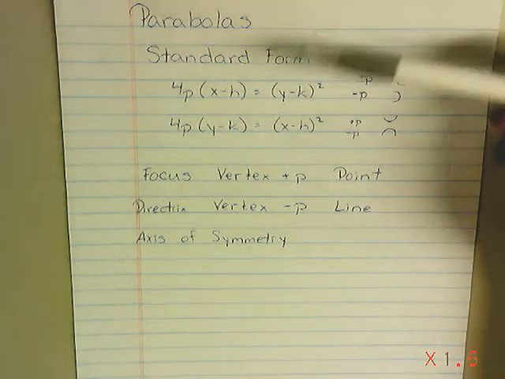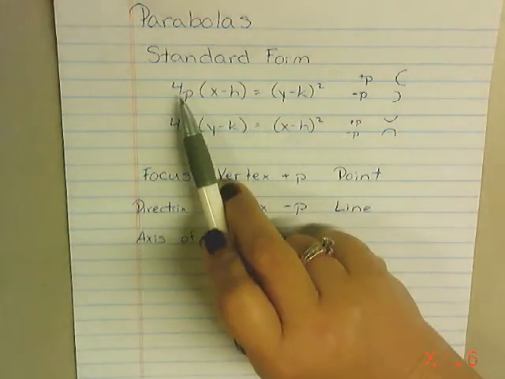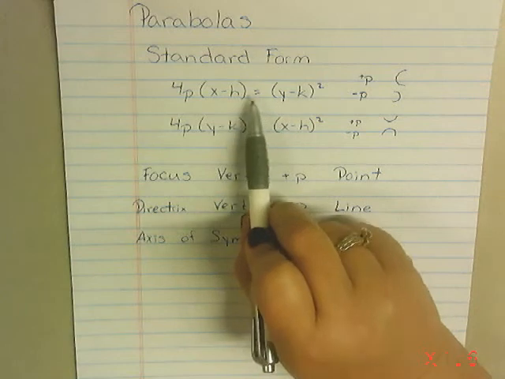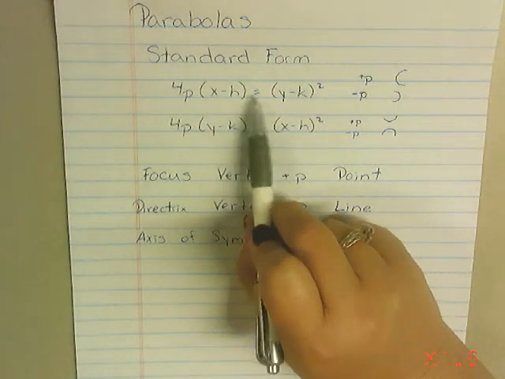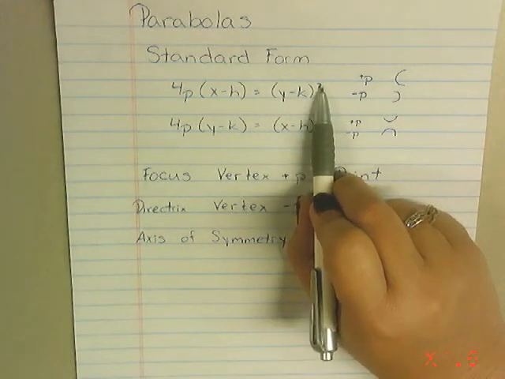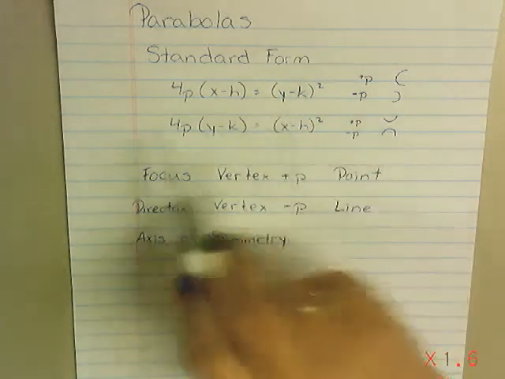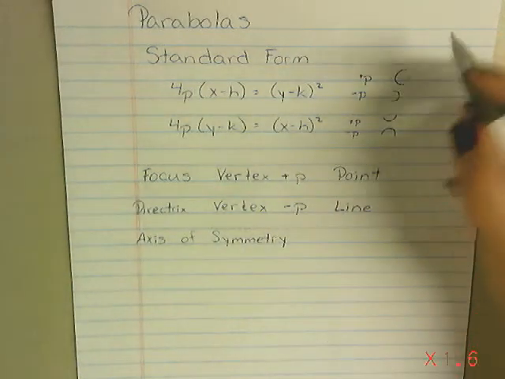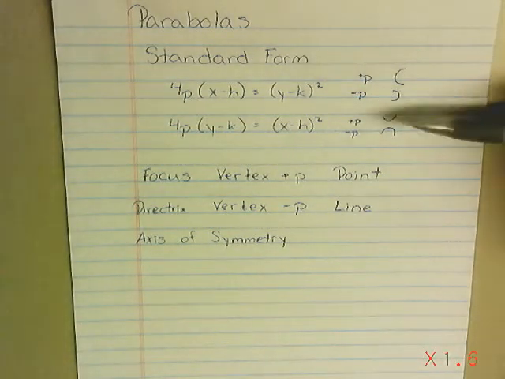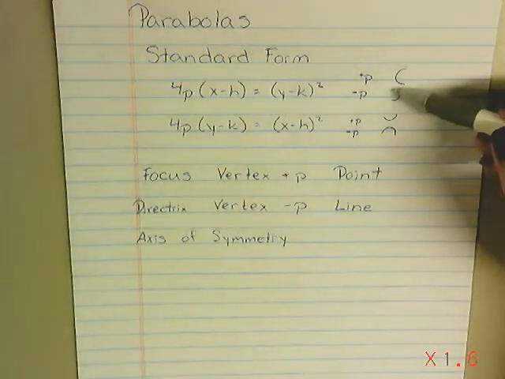Okay, so standard form for parabolas. Just like everything else, we have two of them. We have this one, which is 4p times the quantity x minus h. Notice there's no squared there, just x minus h, equals the quantity y minus k squared. Now from this one form, you're actually going to get two different parabolas. If your p-value is positive, you're going to get a parabola that opens sideways to the right. If your p-value is negative, you're going to get a parabola that opens sideways to the left.